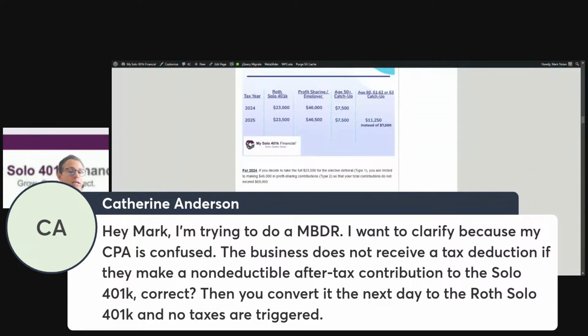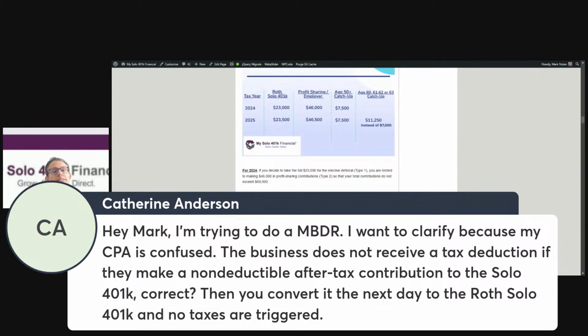But yeah, as soon as you convert those voluntary after-tax solo 401k contributions to the Roth solo 401k, you can do it right away. You don't have to wait a certain amount of time. You want to do it right away so that there are no earnings because it's a non-taxable conversion. So you convert it immediately to the Roth solo 401k or Roth IRA.